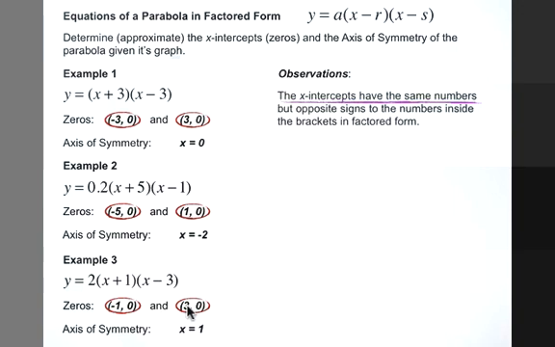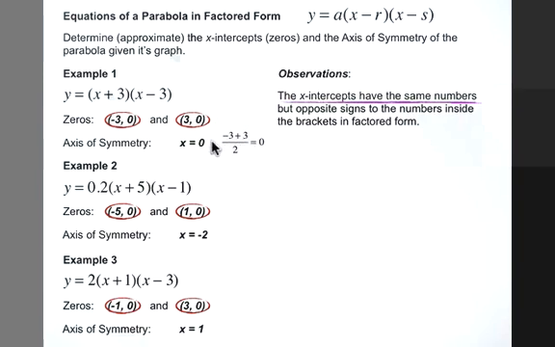So the x-intercepts have the same numbers, but opposite signs to the numbers inside the brackets in factored form. So, it's the opposite of this. Our x-intercept is not at positive 5, but at negative 5. The other one is not at negative 1, but at positive 1, the opposite sign to what's in the brackets.